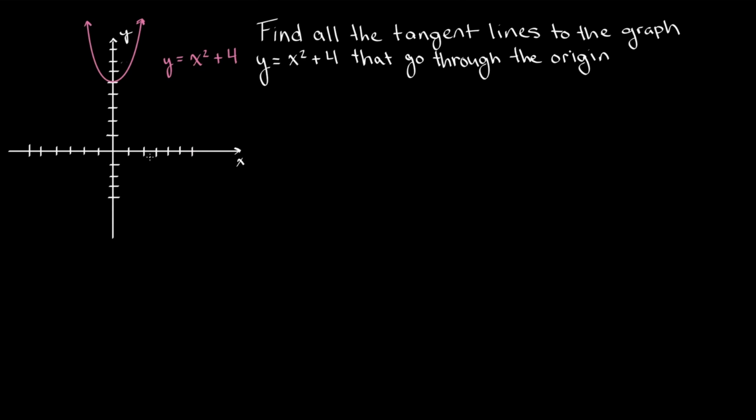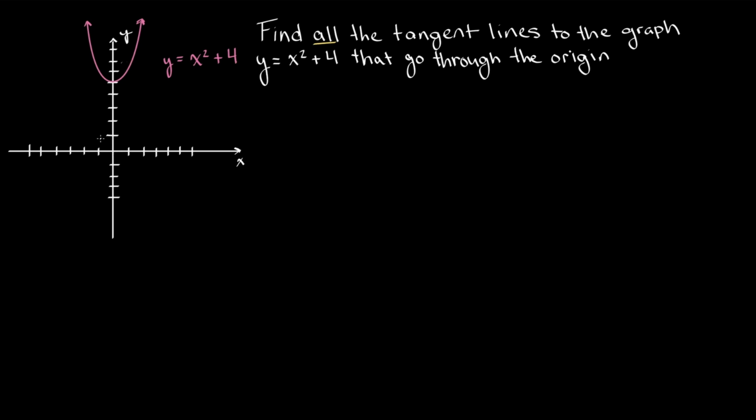We've been playing a lot with tangent lines lately, and I endeavor to give you some problems that aren't just the typical ones. So here is another flavor of a tangent line problem, and it says this: find all the tangent lines to the graph y is equal to x squared plus 4 that end up going through the origin. So I have that graphed over here, and why don't you pause the video and give this a try? Again, we want to find all the tangent lines to this graph that go through the origin.